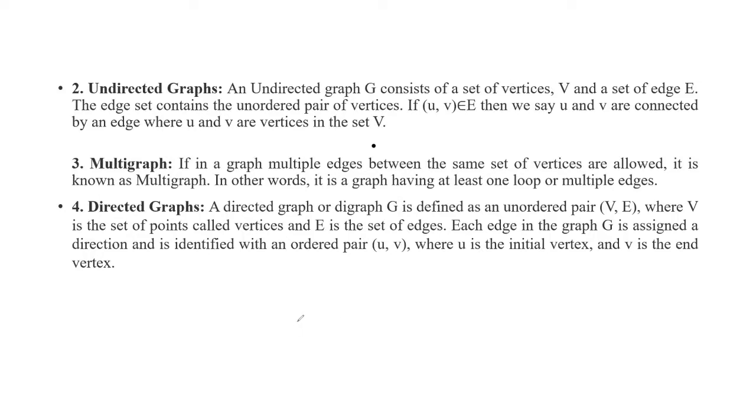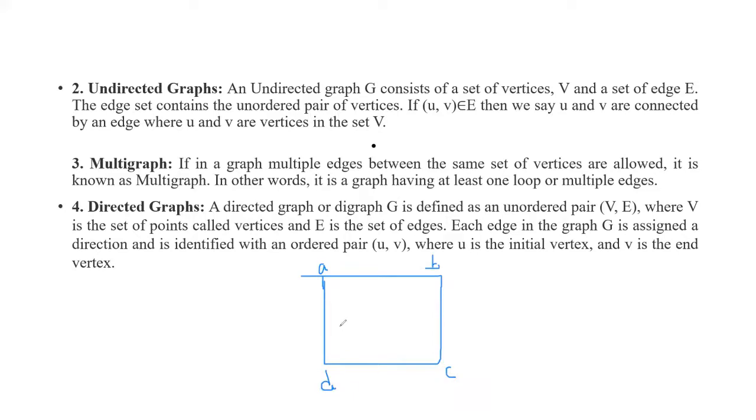Directed graph, or a digraph G, is defined as the ordered pair (V, E), where V is a set of points called vertices and E is a set of edges. So each edge in the graph G is assigned a direction and is identified with the ordered pair (U, V), where U is the initial vertex and V is the end vertex. So directed graph means what? Same here. So this is your graph, right? So there is A, B, C, and D.